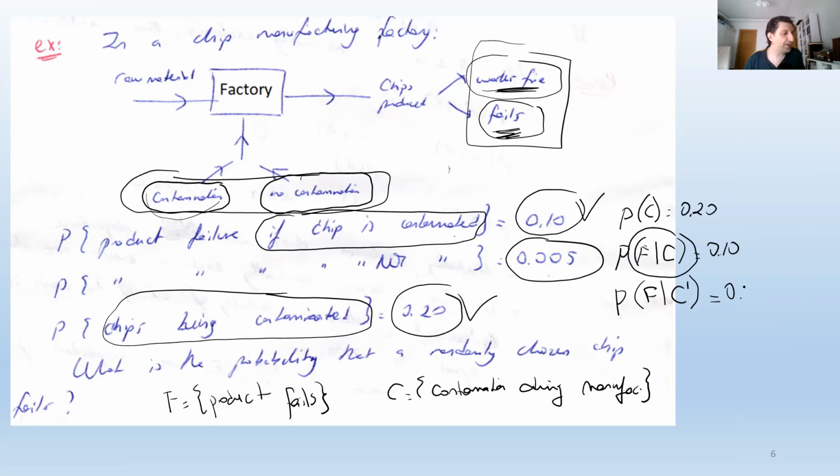This is 0.05. And there is also 5 out of 1,000 of these chips will fail. Oh, by the way, what do these probabilities mean?